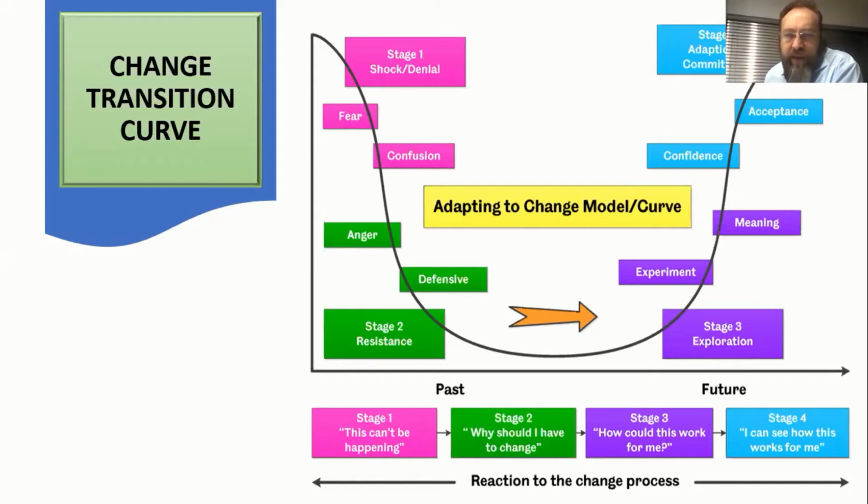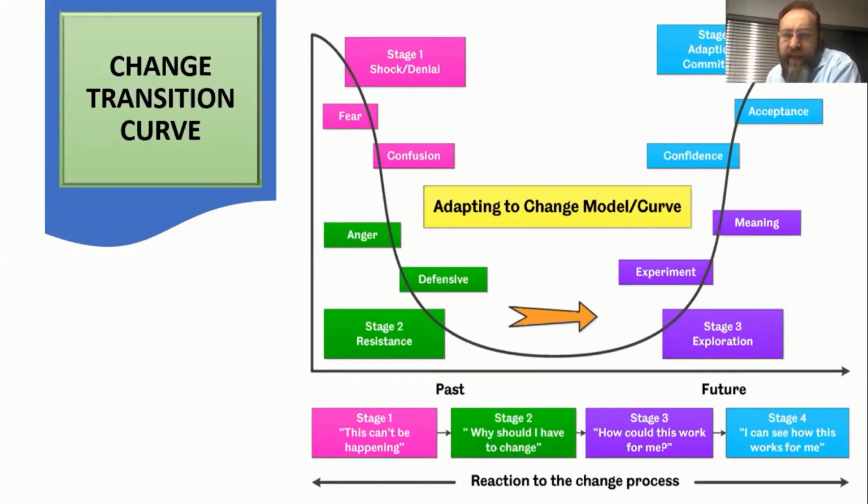When employees are able to work through the resistance to change and they do get to stage 3, you'll see there at the bottom of the transition curve, and this is typically where they will ask the question how this change could work in their favor. So this is where they do some sort of experimentation. All the defensiveness, which is very typical of stage 2, seems to have disappeared, and they try to attach some sort of meaning to the change.